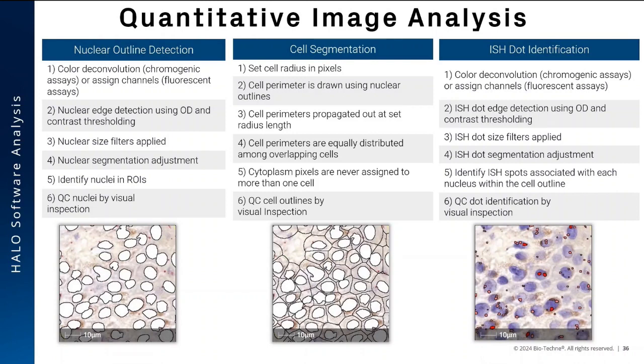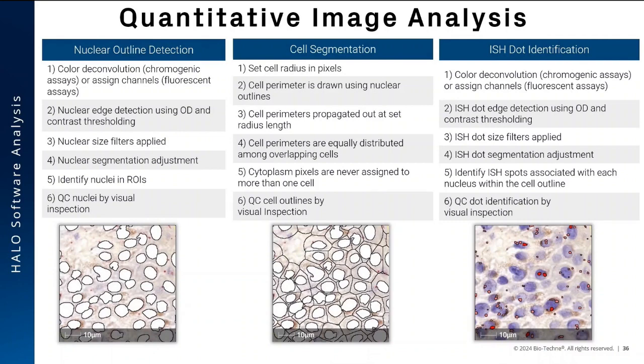This is followed by cell segmentation. This is for marking the cytoplasmic boundaries. We set the radius and the perimeter around the nuclear outlines. We QC by applying the settings in a small area, again to make sure that we are neither over-segmenting nor under-segmenting. Then comes the ISH dot identification.